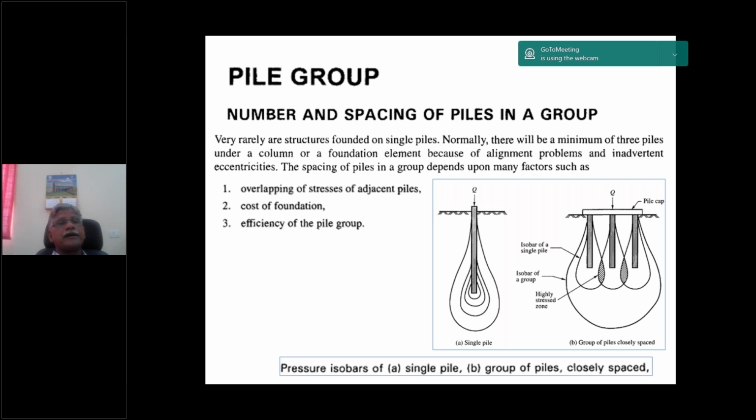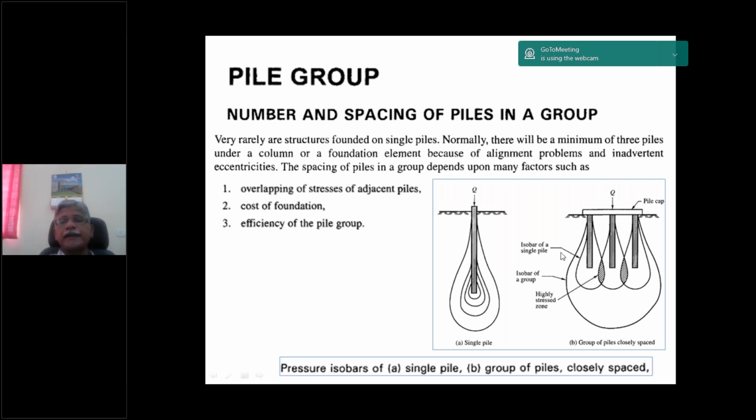And now we go to pile group capacity estimation. Sometimes a single pile is not going to survive the load which we apply. In that case, it is required to go with two or three or more piles, so that all the piles can be connected with a pile cap. That particular arrangement is called a pile group.